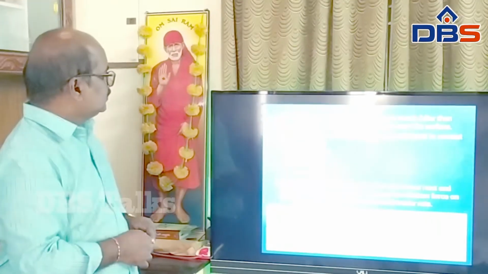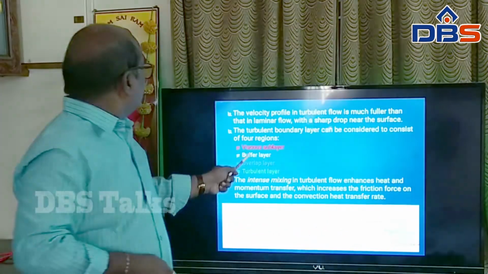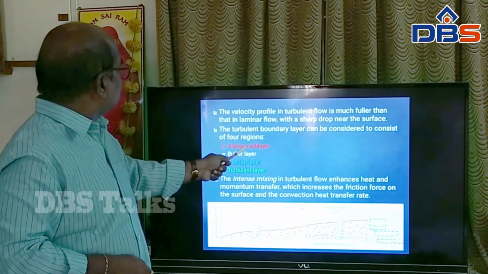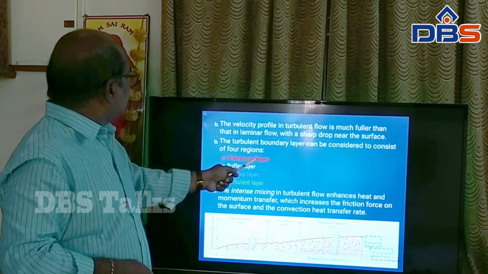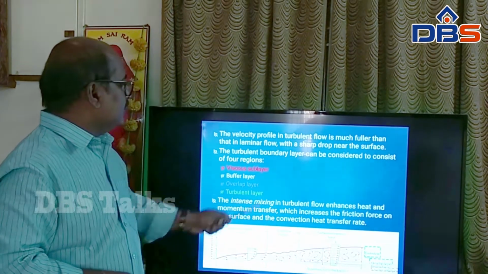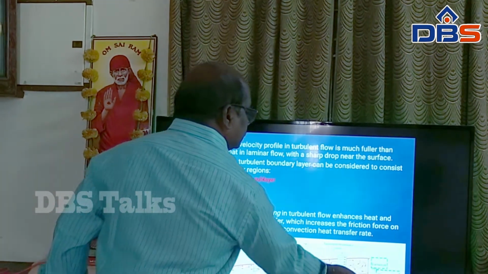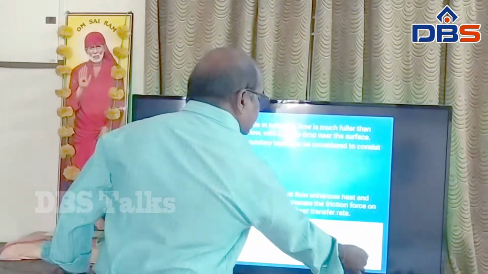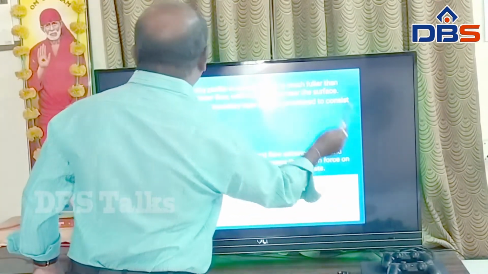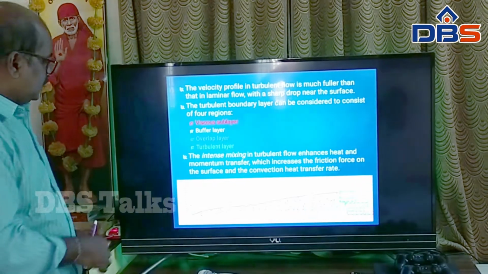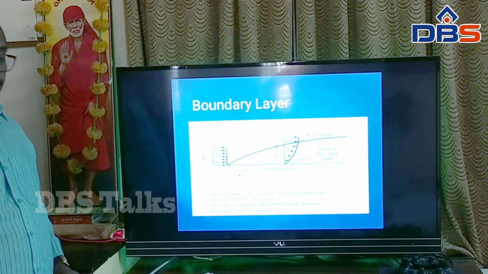Apart from this, the turbulent boundary layer is again subdivided into a few various layers: viscous sublayer, buffer layer, overlap layer, and turbulent layer. The top portion of the turbulent boundary layer we can call the turbulent layer, and over the surface we can call it the viscous layer. Above that there is a buffer layer. Above that there will be the overlap layer. This is regarding the laminar and turbulent flows.